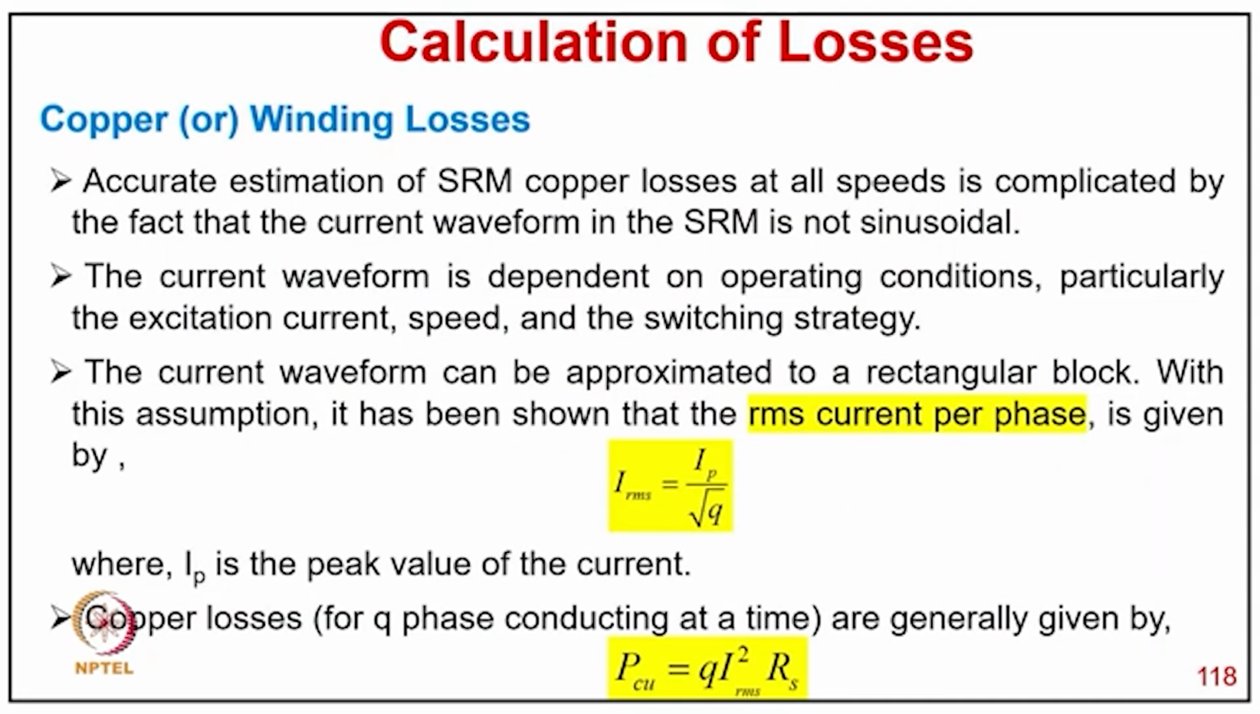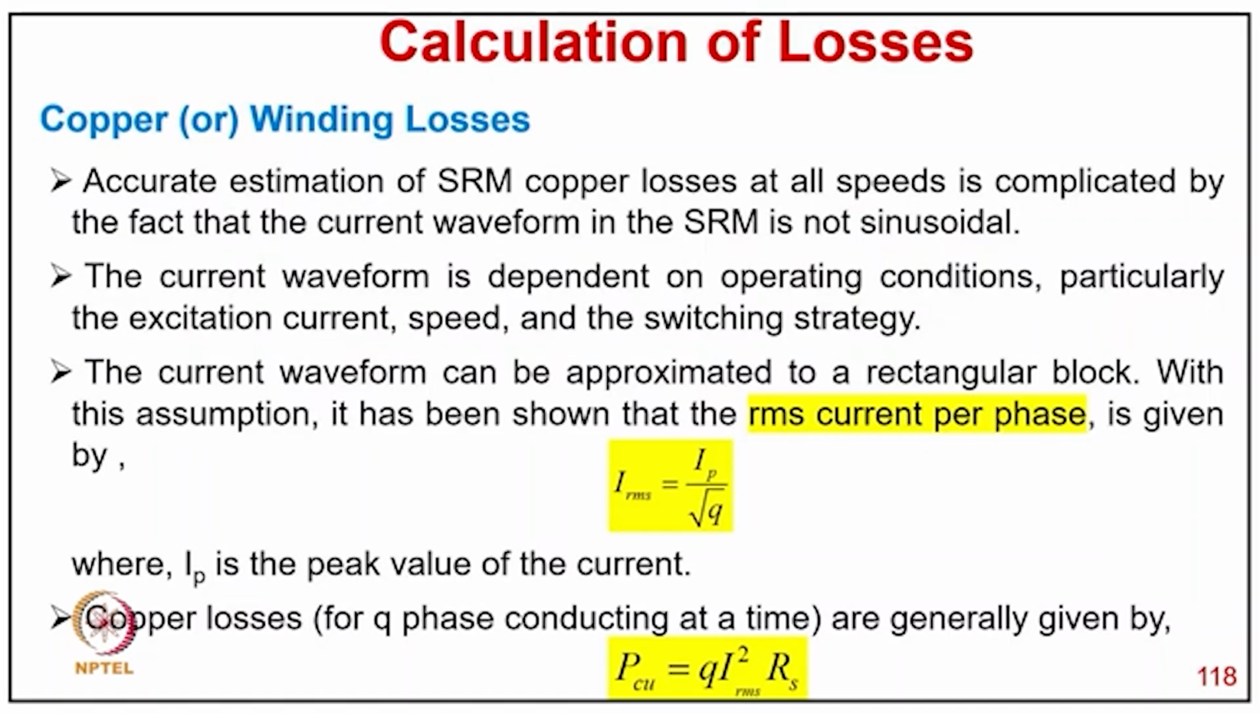Now, copper or winding loss: accurate estimation of SRM copper losses at all speeds is complicated by the fact that the current waveform in the SRM is not sinusoidal. The current waveform is dependent on operating conditions, particularly the excitation current, speed, and the switching strategy. And the current waveform can be approximated to a rectangular block.